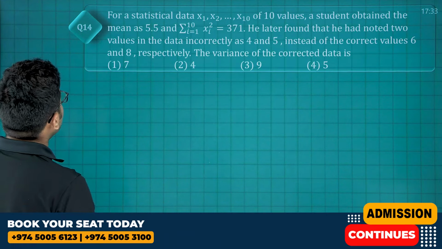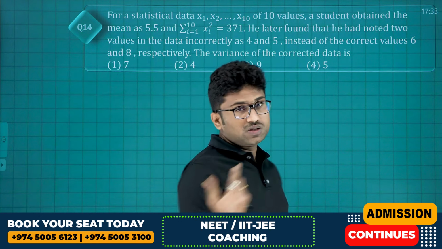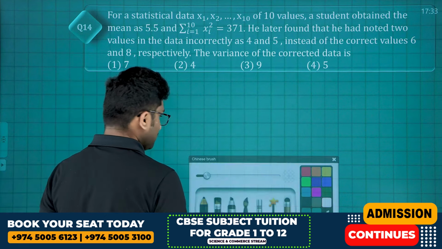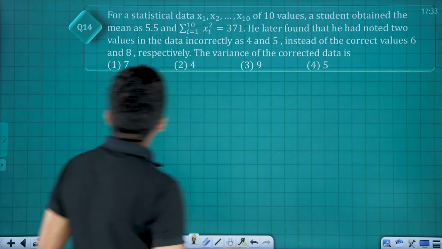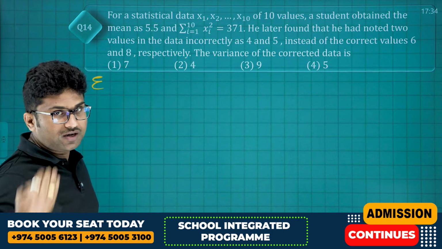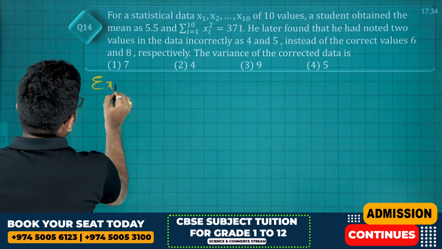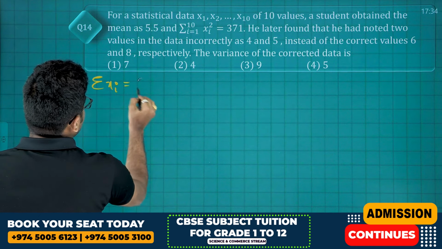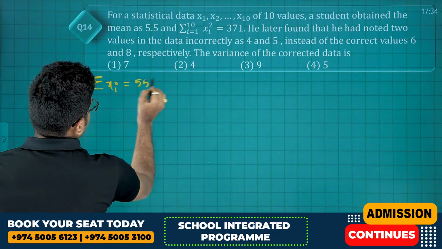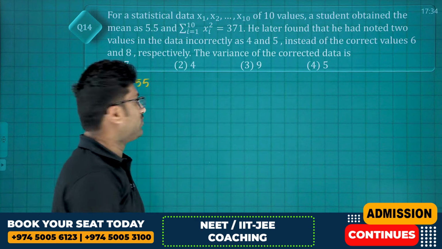Next question. For a statistical data x1 to x10, there are 10 observations. A student obtained the mean as 5.5. So what is the mean? Mean is nothing but sigma xi divided by the number of observations. So from here, sigma xi will be equal to 5.5 into 10, which is 55. Sum of observations. Then only 55 by 10 is 5.5.